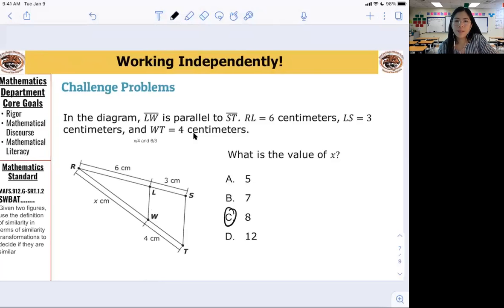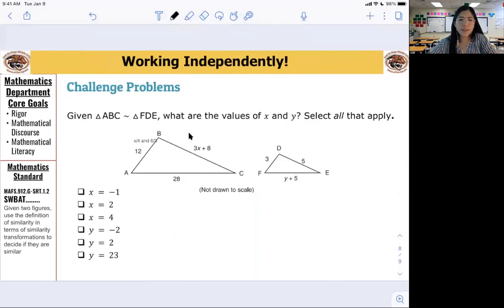Okay. All right, another one. This one gets a little bit more complicated, but that's okay. Given that these two triangles are similar, what are the values of x as well as y? So we've got to get both of them.